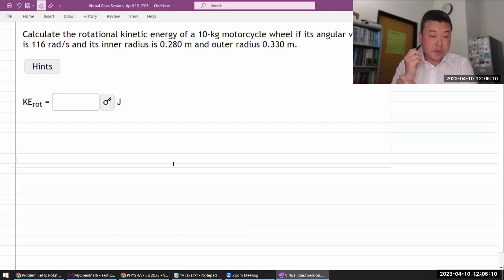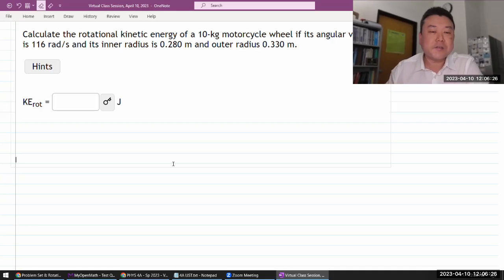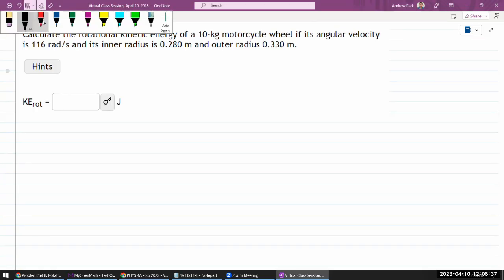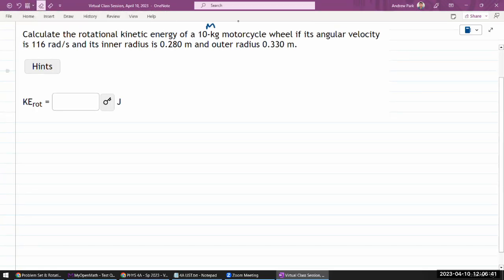All right, so let me look at this question. It says, calculate the rotational kinetic energy of a motorcycle wheel. We're given the angular velocity, and there is an inner radius, let me label this R1, and an outer radius, R2.